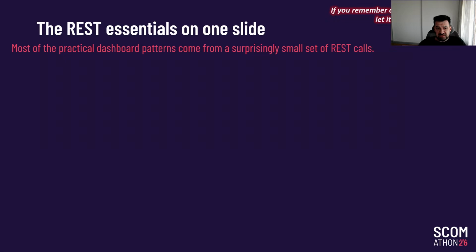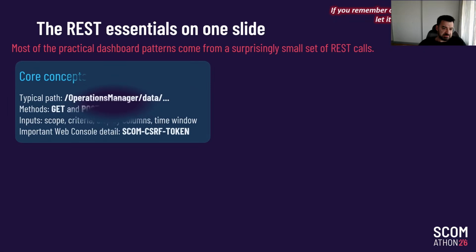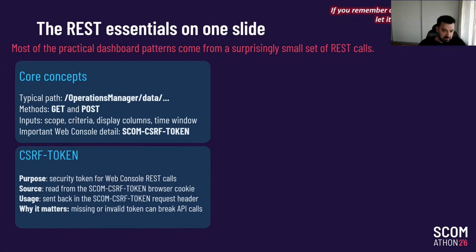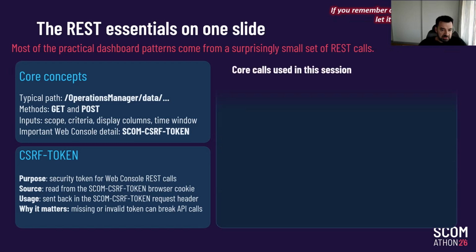If you remember one technical slide today, let it be this one. Let's start with the core concepts. The typical path of a REST API call, in our case, is Operations Manager /data. The main methods are get and post, and the typical inputs are scope, criteria, display columns, and the time window. One especially important Web Console detail is the CSRF token. Its purpose is to secure the Web Console REST call. You read it from the browser cookie and then you send it back in the request header. In practical terms, that means if the token is missing or invalid, your API calls can fail.